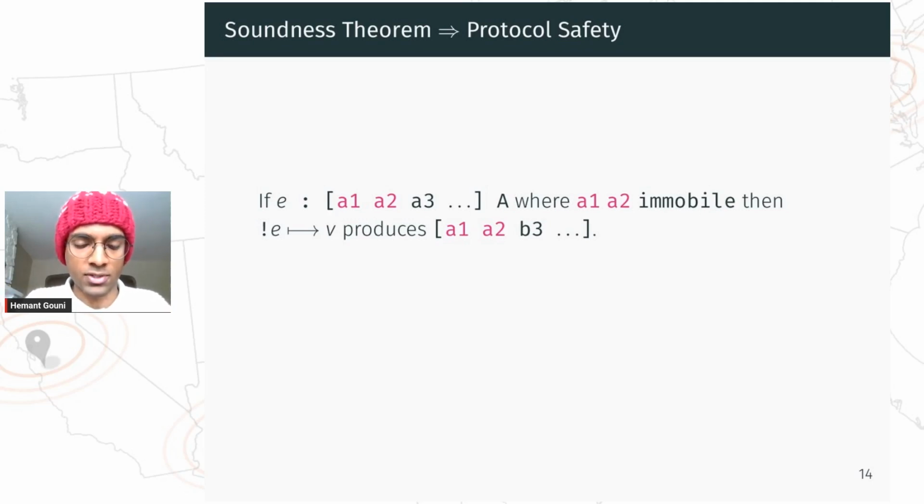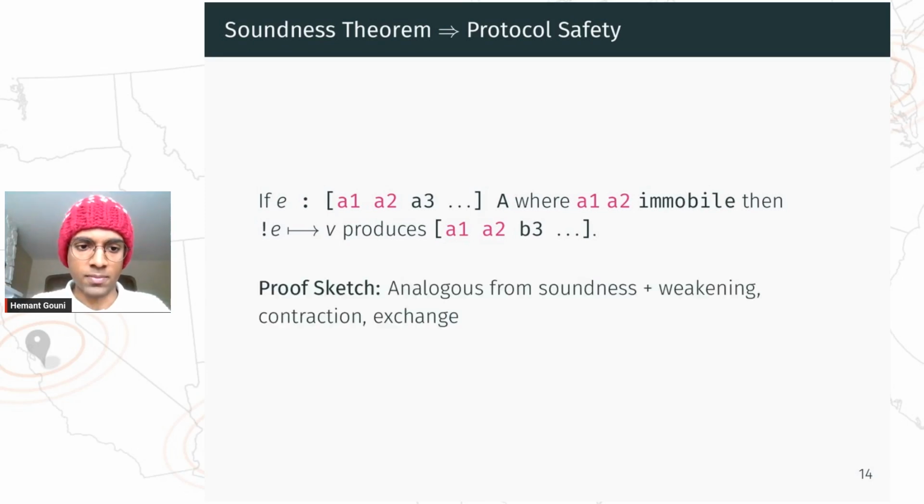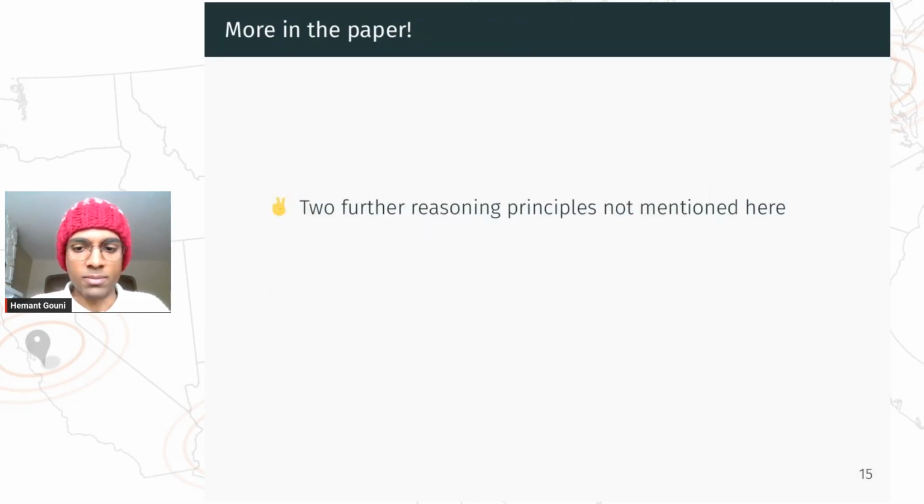under protocol safety is one where, in the most boring way, A1 and A2 appear right at the beginning of the resource context. So basically, it's this relative ordering property where dynamically the A1 resource has to be produced before the A2 resource as the program computes. And the proof sketch for this is analogous to soundness: weakening, contraction, exchange. And there's a lot more in the paper.